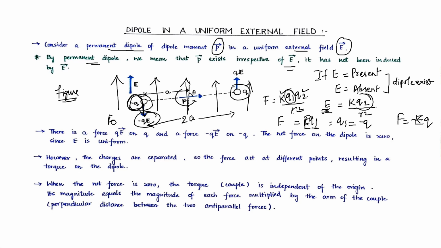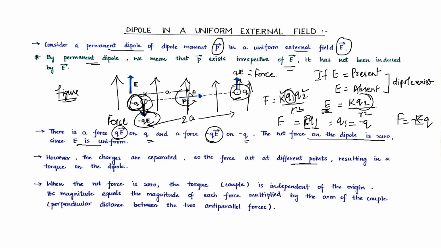This is the force experienced by a negative charge due to the presence of the uniform external electric field. Now at plus Q, the force is in the same direction as the electric field. There is a force QE on Q and a force minus QE on minus Q. The net force on the dipole is 0, as explained in the previous class, since E is uniform.